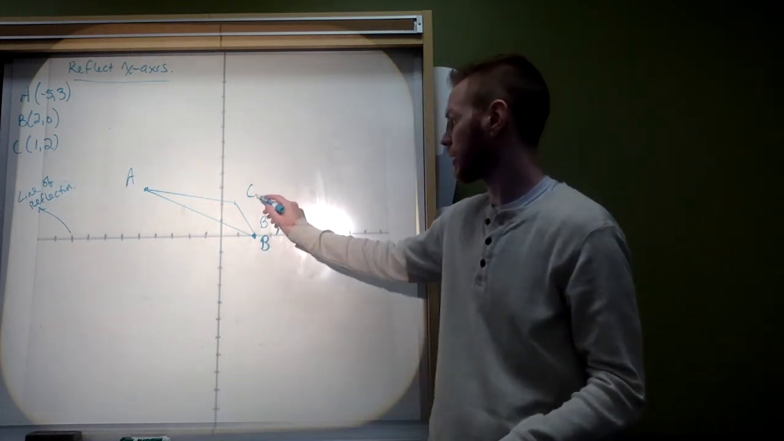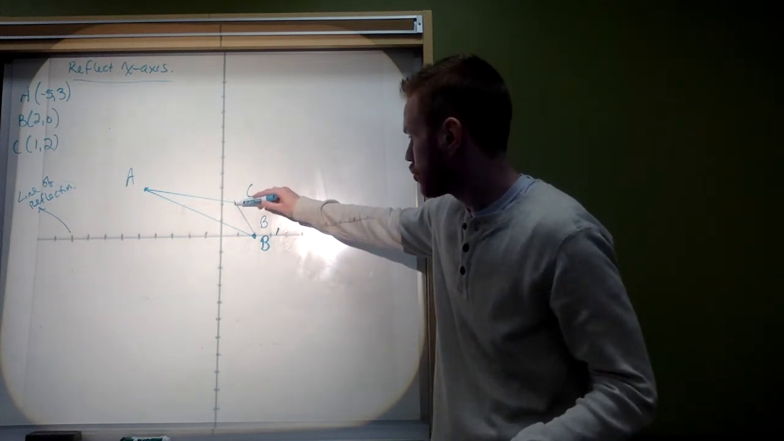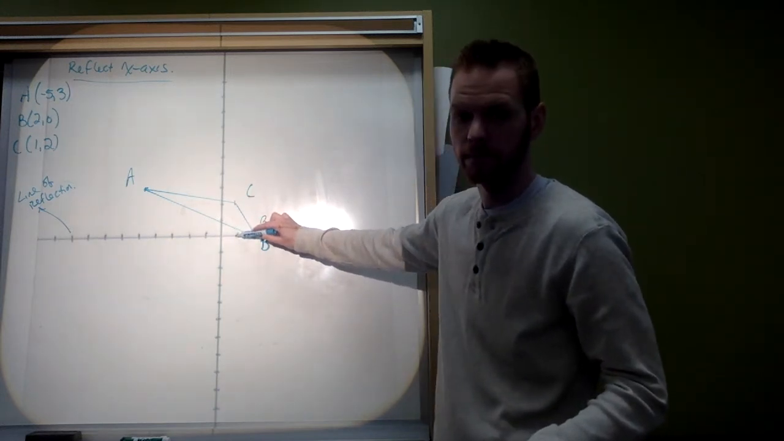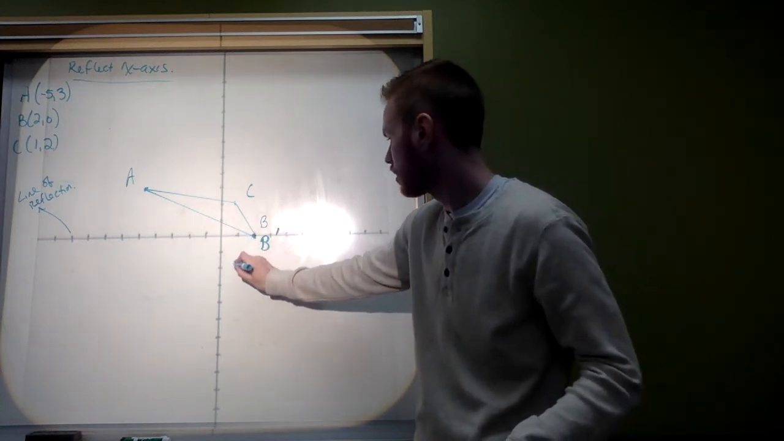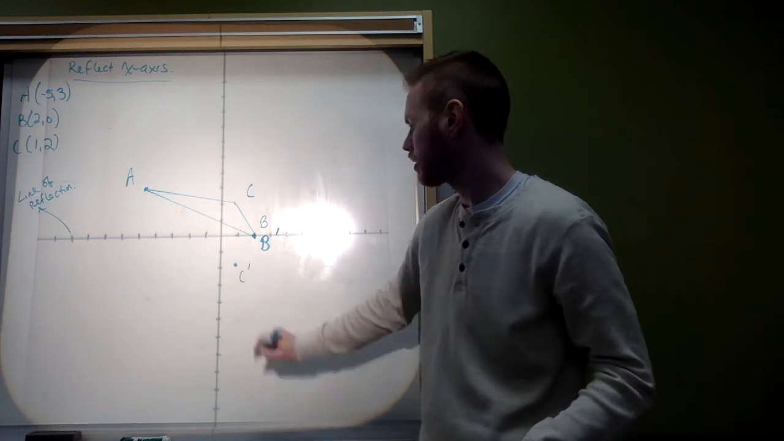Now look at C for a second. C is 2 spaces away from the line. And we can see just by the grid. I'm going to go 2 more spaces beneath it, has to match, and I'll put C prime right there.